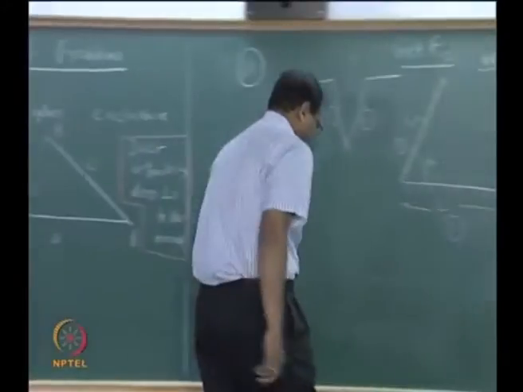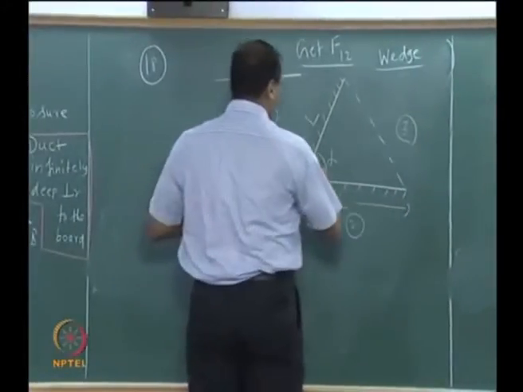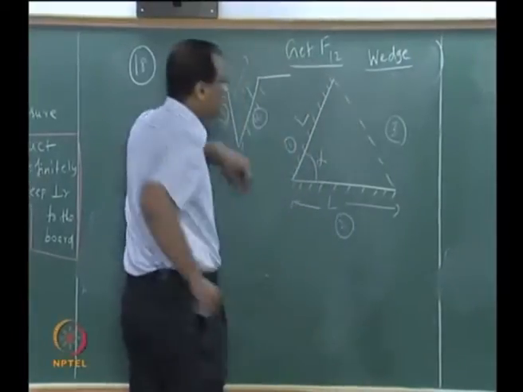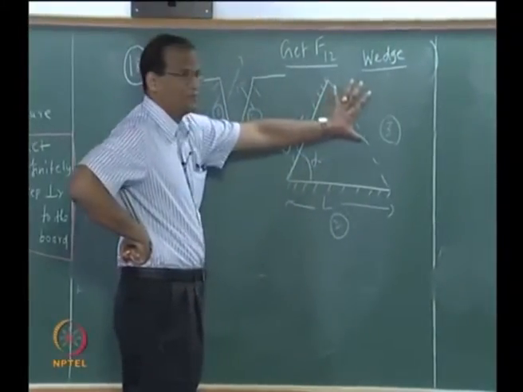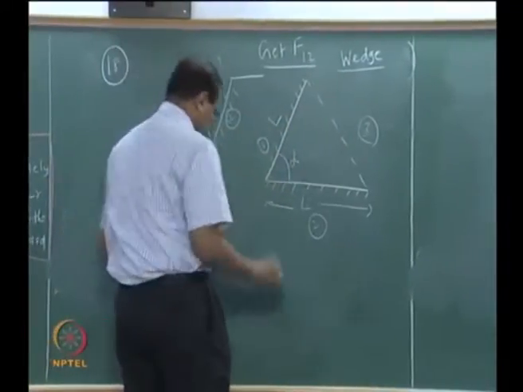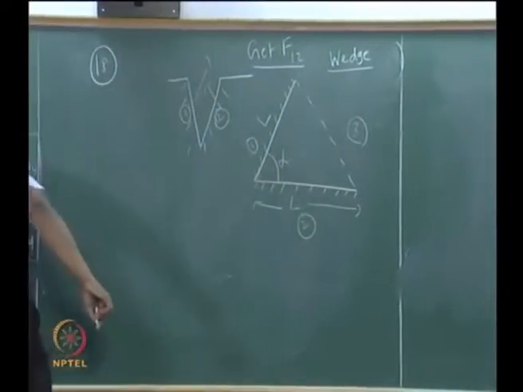So I will put a dotted line here. What is this fellow? This is alpha by 2, no?